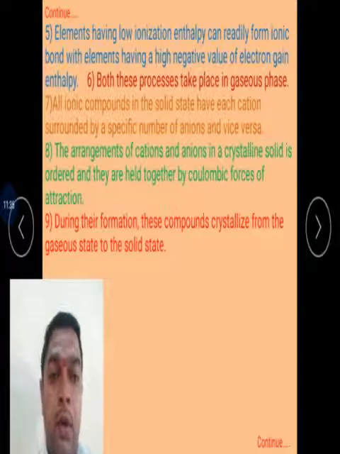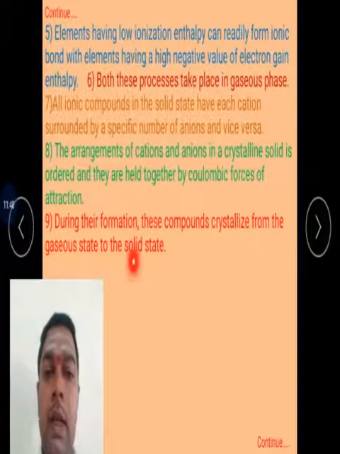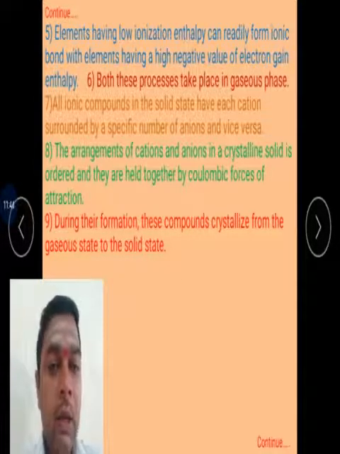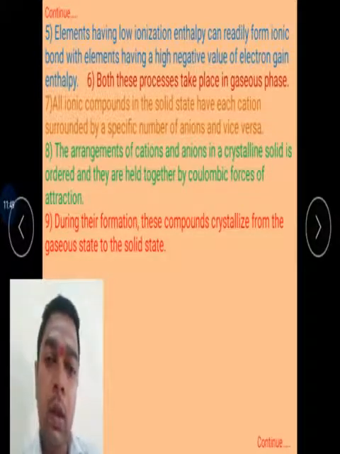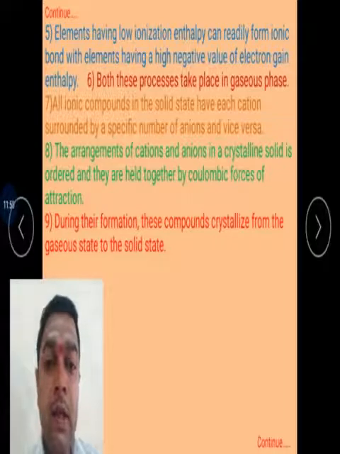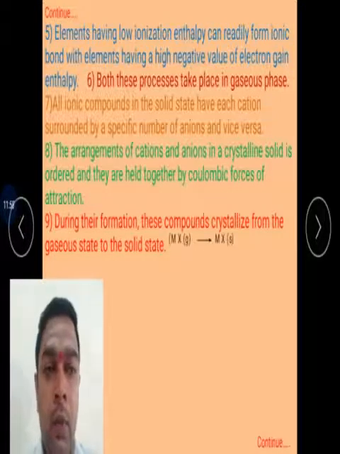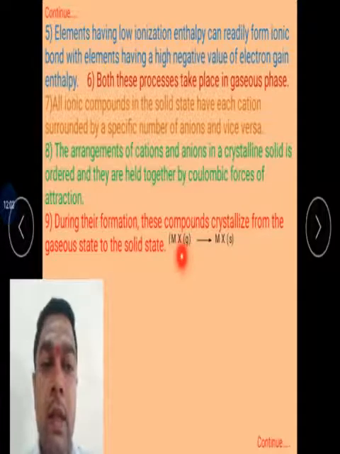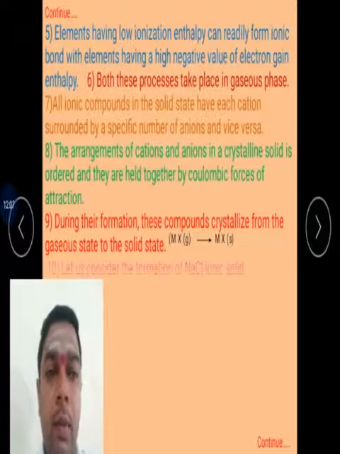During their formation, these compounds crystallize from the gaseous state to the solid state. The last reaction says that cations and anions present in the gaseous state combine together and form a gaseous ionic compound. They release energy and form a solid ionic compound, when the gaseous compound is converted into the solid ionic compound.